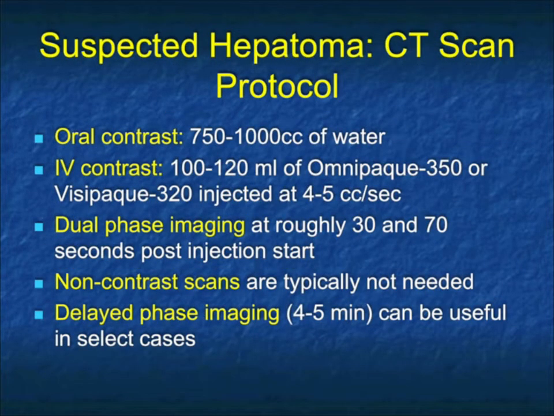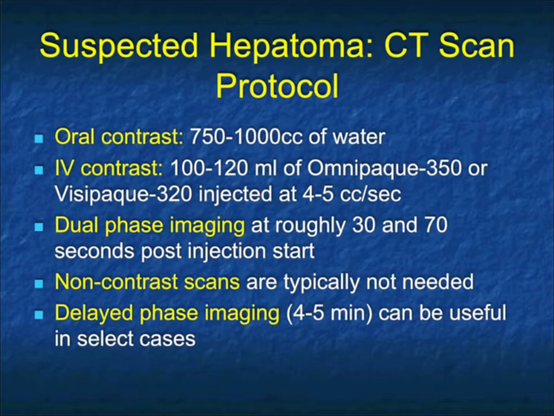So, how do we do a CT scan? We distend the stomach and small bowel. We routinely do that with up to 1,000 cc's of water. Then we inject between 100 and 150 ml of contrast, Omni 350 or Visi 320, ideally at 5 cc's a second. We do dual phase imaging at 30 and 70 seconds post-injection. We do not do non-contrast scans.